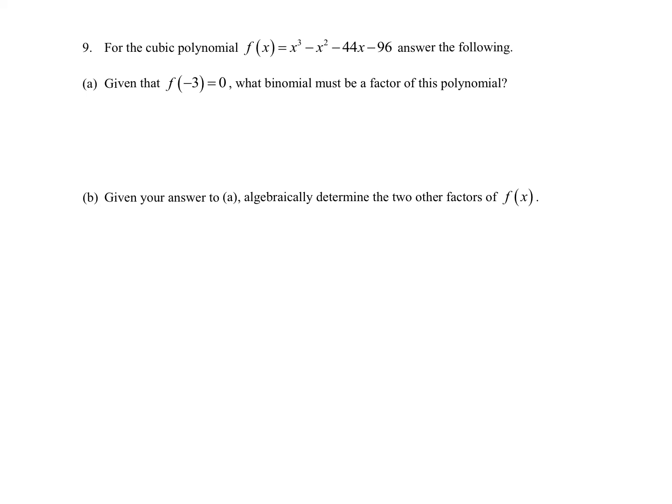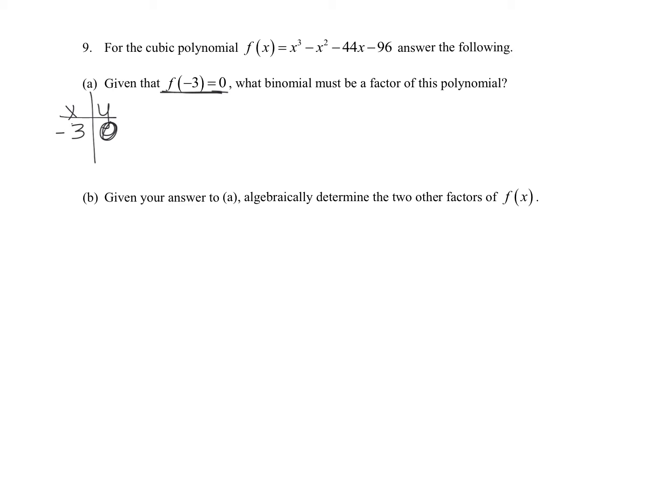So this last question is a little tricky because there's a bunch of things tied together. So we have a cubic polynomial f of x, and we know that from this information, f of negative 3 equals 0, and we could verify that on the calculator. So that means at negative 3, the y value is 0. That's what that function notation means.